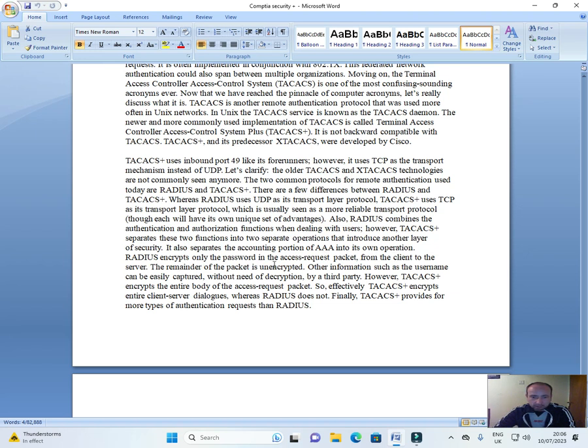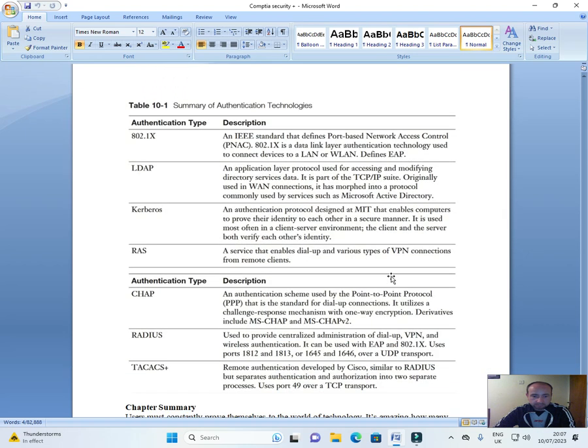RADIUS encrypts only the password in the access request packet from the client to the server. The remainder of the packet is unencrypted. Other information, such as the username, can be easily captured without the need for decryption by a third party. However, TACACS Plus encrypts the entire body of the access request packet, so effectively TACACS Plus encrypts entire client-server dialogues, whereas RADIUS does not. Finally, TACACS Plus provides for more types of authentication requests than RADIUS.